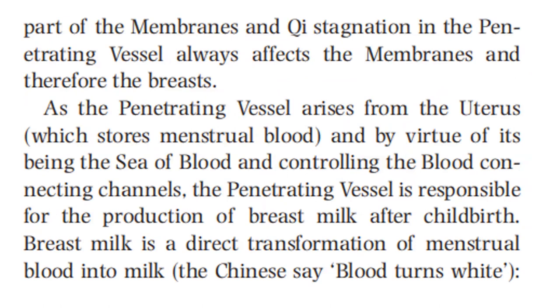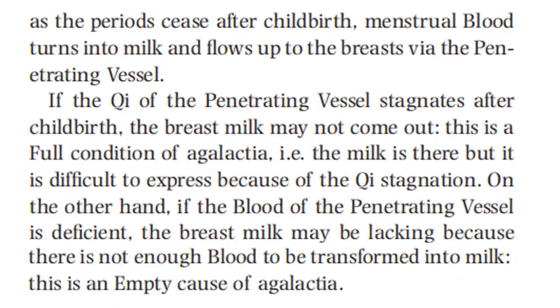As the penetrating vessel arises from the uterus, which stores menstrual blood, and by virtue of its being the sea of blood and controlling the blood connecting channels, the penetrating vessel is responsible for the production of breast milk after childbirth. Breast milk is a direct transformation of the menstrual blood into milk. The Chinese say blood turns white. As the period ceases after childbirth, the menstrual blood turns into milk and flows up to the breast via the penetrating vessel.